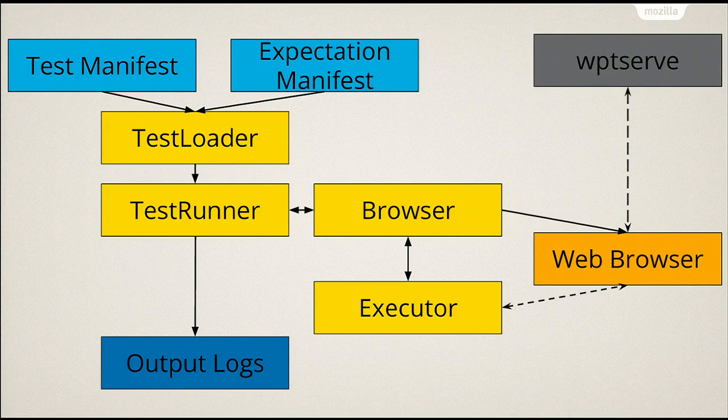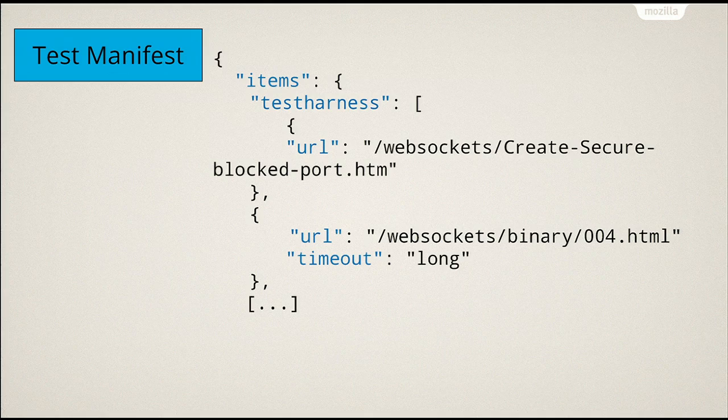The output we have is a set of log files, and then we have certain internal components, which I'll talk about a bit more in a minute. The test manifest is very simple. It looks like this. It's just a big JSON file that lists all the tests and a little bit of metadata, like does this test require a long timeout.